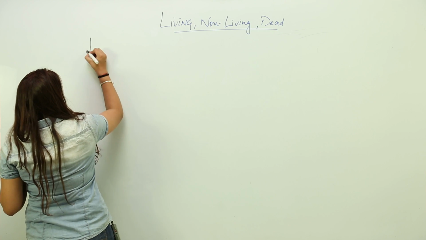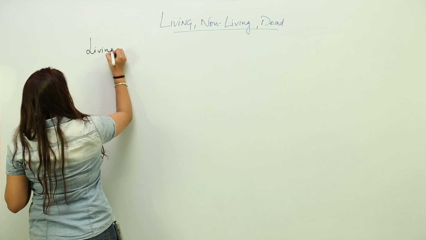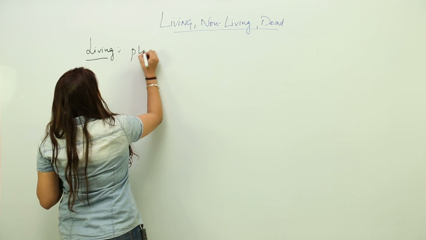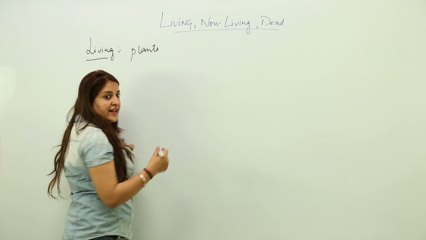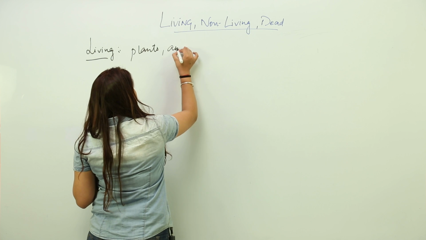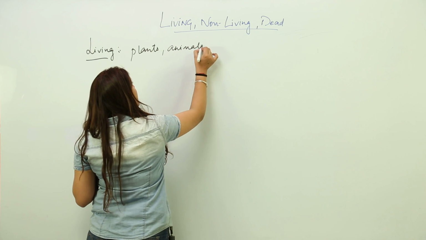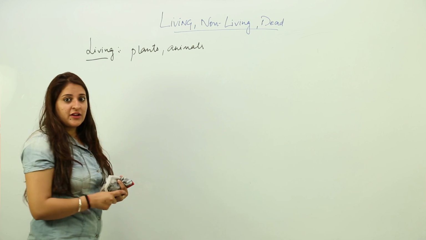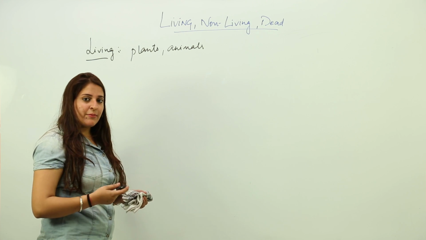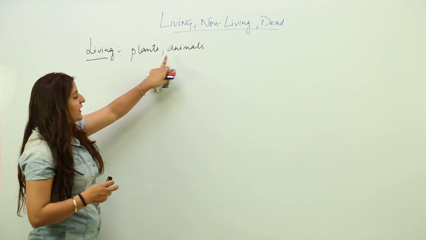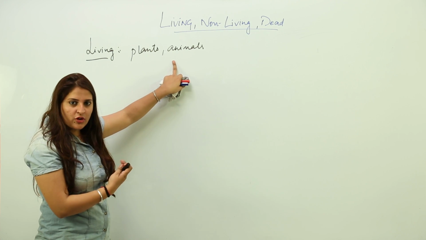Let us first know what is living, what is non-living and what is dead. Living refers to anything such as plants and animals that has life. Anything that has life is known as living. Plants and animals come under the category of living organisms. These living organisms are born, they live for some time, and after that time they die and perish. So plants and animals are termed as living organisms.